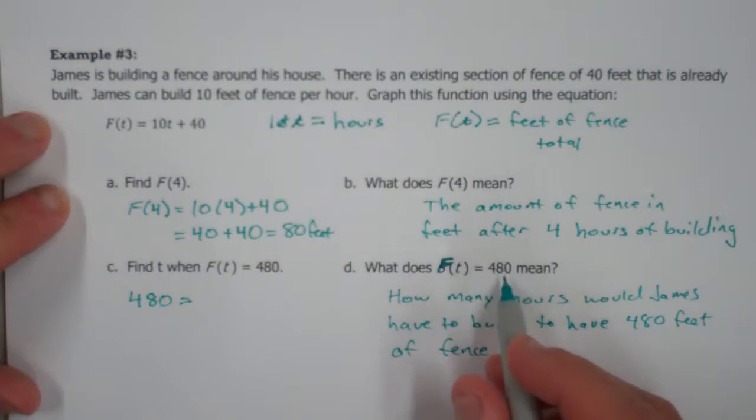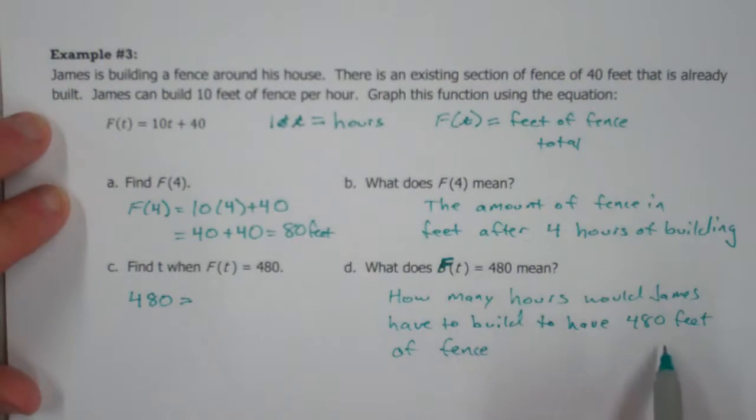Sure. So remember, that's the output. It's 480 feet of fence, and you could list that as well. But that is the meaning of this statement right here, and what we're doing on the left-hand side when we find t. We're finding how many hours James would have to build to have 480 feet of fence.